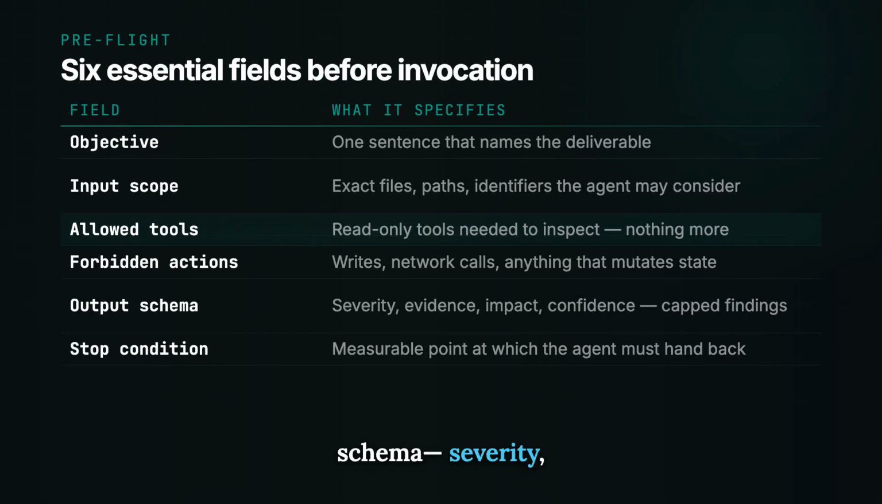Output schema, severity, evidence, impact, confidence, capped at a small number of findings. Stop condition, a measurable point at which the agent must hand back control. Skip any of these and the assignment degrades into "investigate everything," which is not a delegation contract. It is an open-ended search that will run until the context is exhausted.